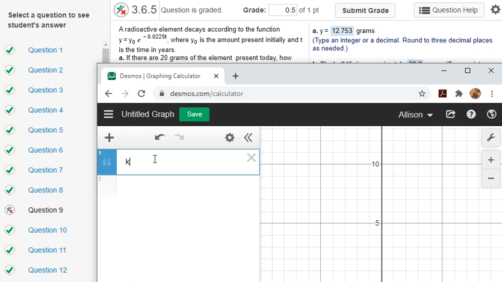They're giving me the k value here of negative 0.0225. That's our k value. That is our continuous decay rate. It's a decay rate because it's negative.